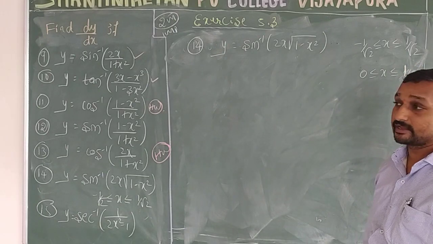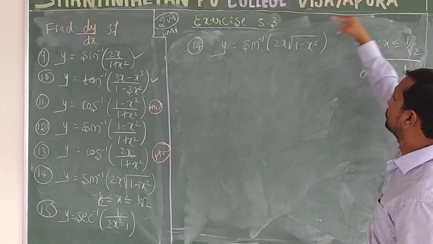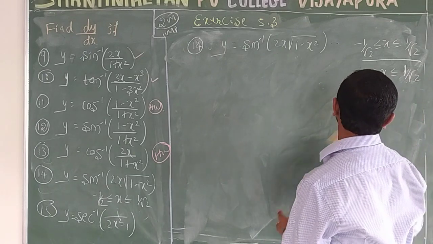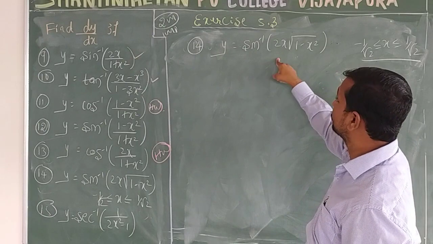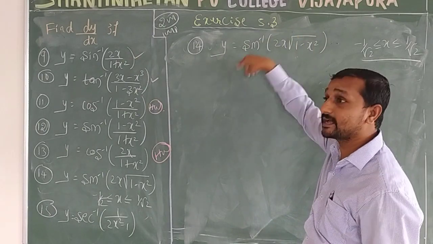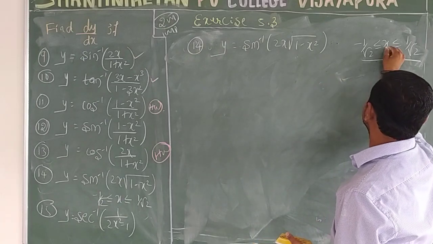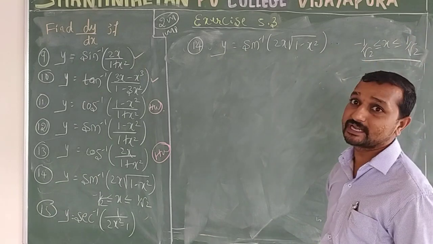This is the range. So when x lies between minus 1 by root 2 and plus 1 by root 2, we will put x equal to sin theta. Here in this example we will put x equal to sin theta, same answer; x equal to cos theta, same answer. But you see the range: if x lies between minus 1 by root 2 and plus 1 by root 2, then we will put x equal to sin theta.